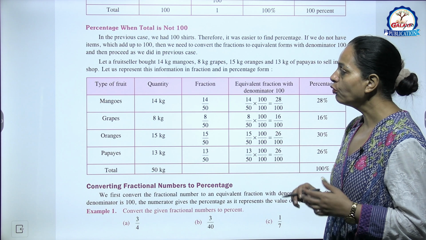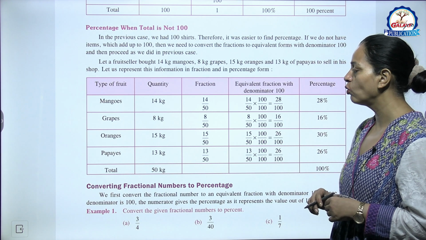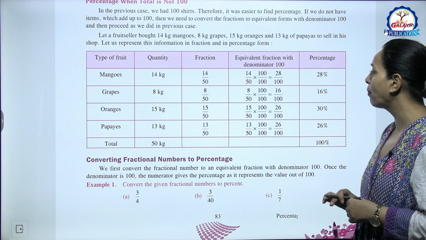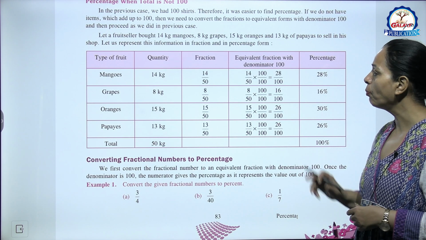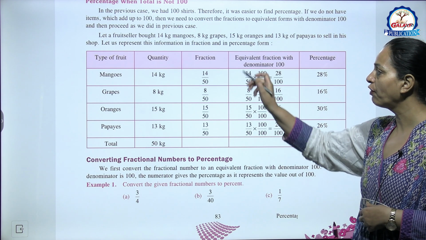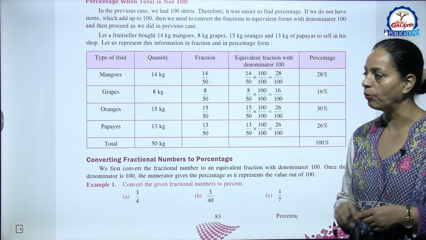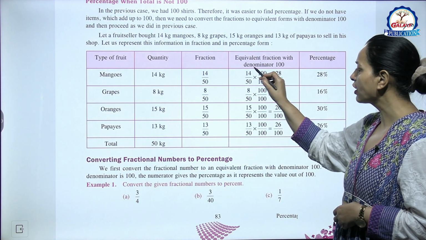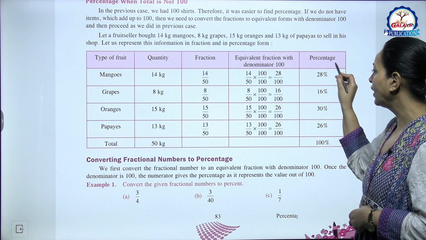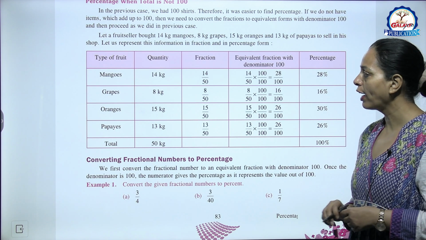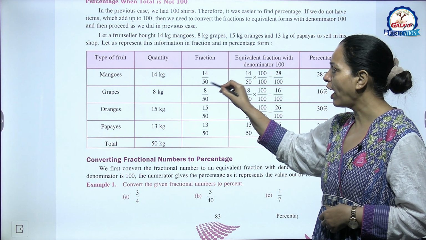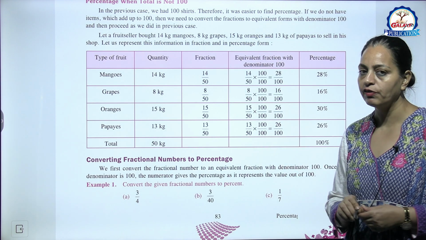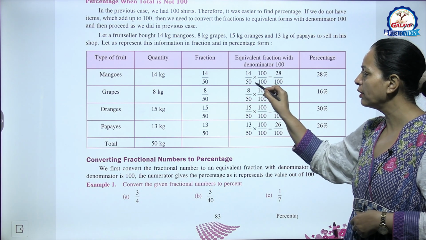Now let a fruit seller bought 14 kg mangoes, 8 kg grapes, 15 kg orange and 13 kg of papaya to sell in his shop. Let us represent this information in fraction and in percentage form. So type of fruits, quantity, fraction, equivalent fraction with denominator 100 and then percentage. So mangoes 14 kg. So fraction 14 upon 50 because total sum is 50.